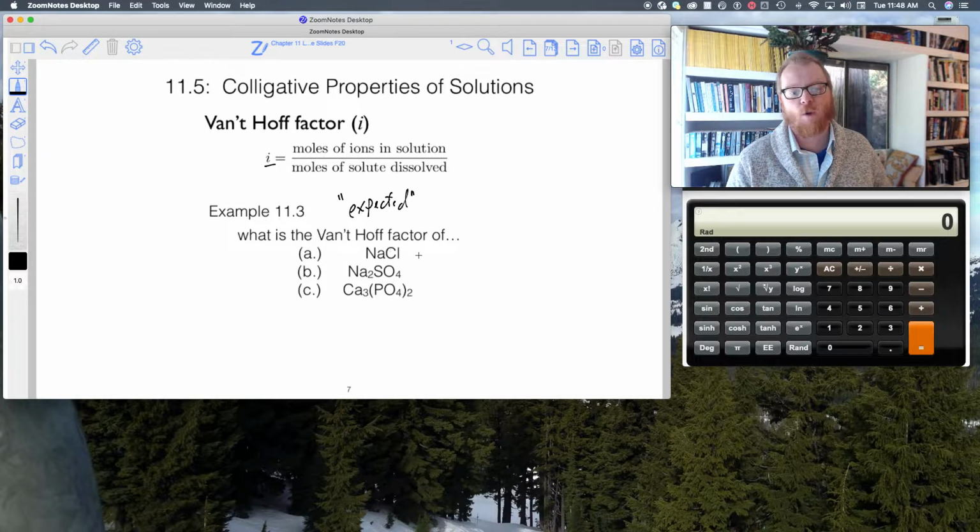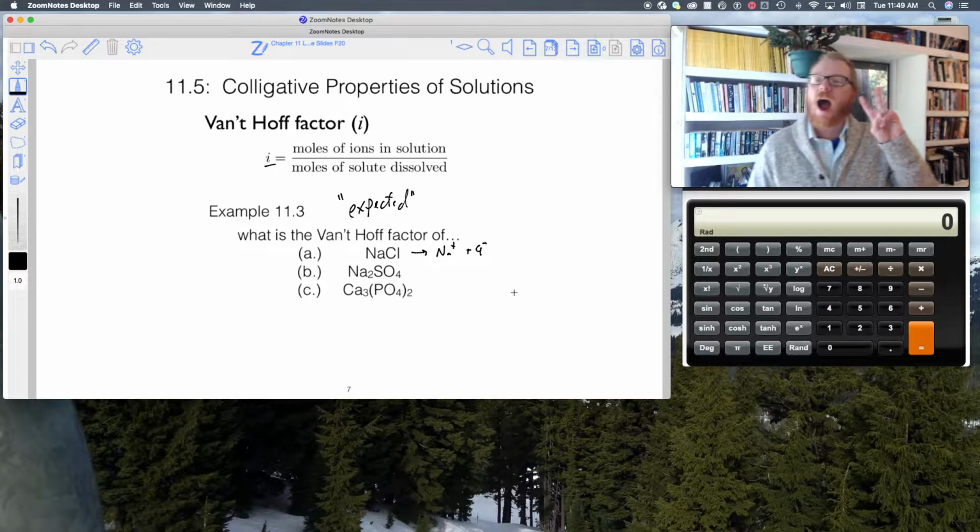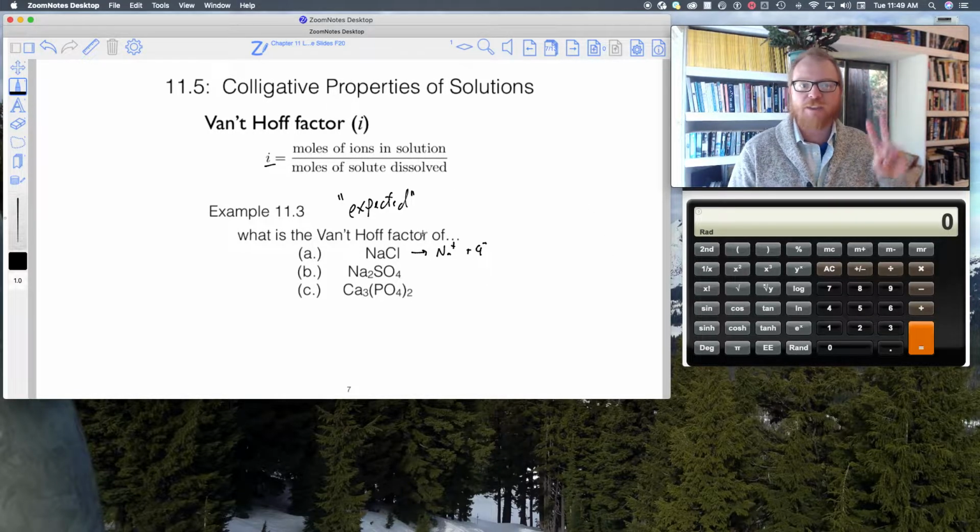If I look at sodium chloride, okay, when I dissolve sodium chloride, it breaks up into two ions, Na+ and Cl−. Because it's breaking up into two ions, now look at this formula, right? If I dissolve 1 mole of sodium chloride, it breaks up into two ions. So sodium chloride's expected Van't Hoff factor is 2. Okay? 2.0. Or let's just say 2.